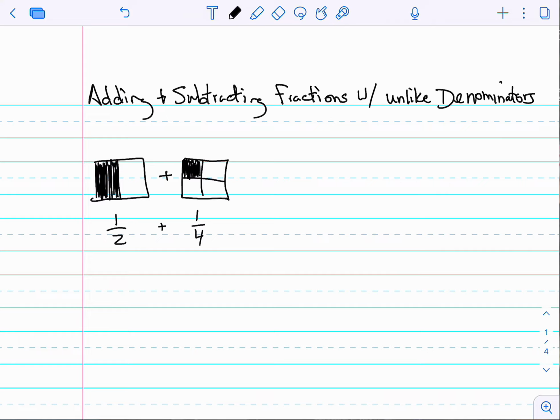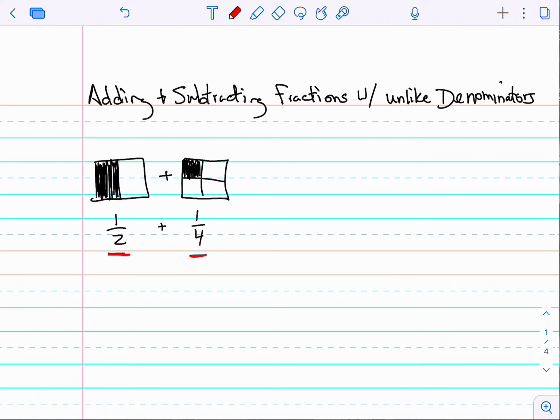We do not here. So our step then is we're going to find an equivalent fraction that will allow us to have the same denominator on each of the fractions. And so really what that's saying here is, if we look at this visual, it's going to change the color here. So I have different denominators. I have a 4 and I have a 2. I need those to be the same.